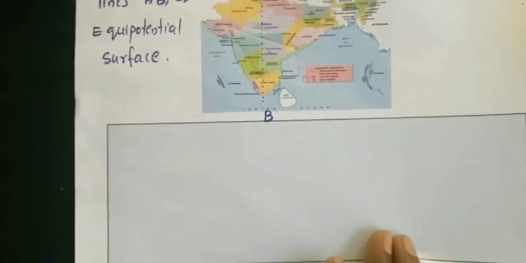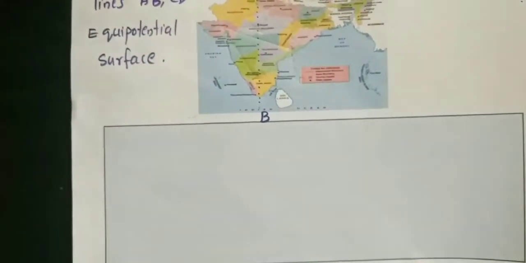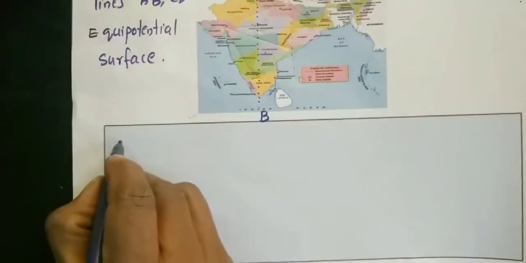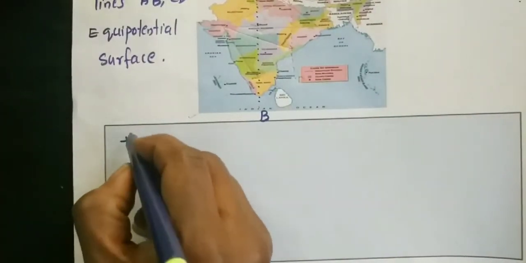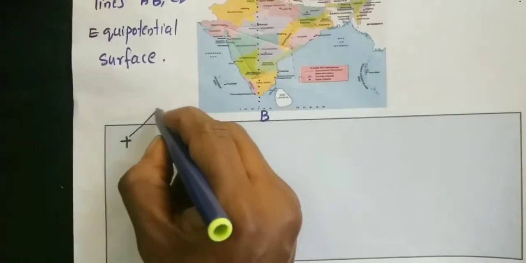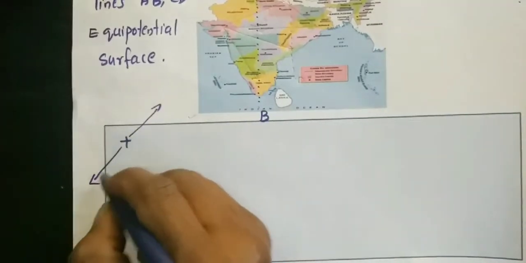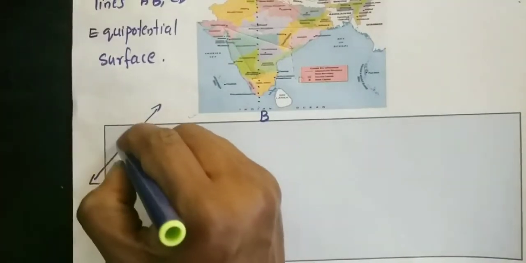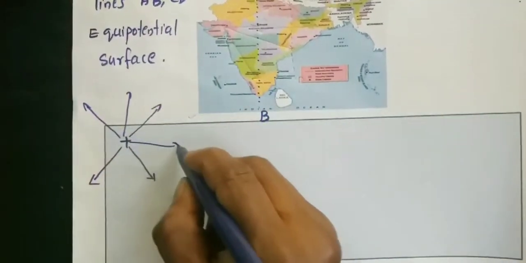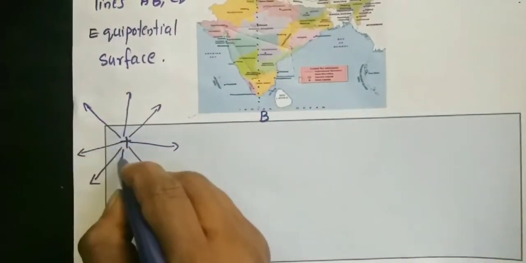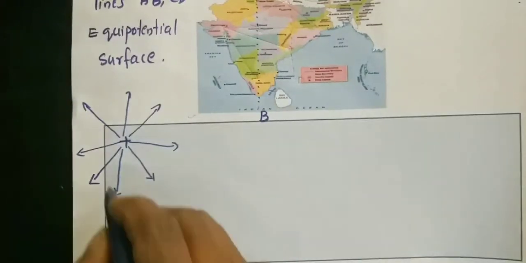So come to the real physics. As you know, what is a potential? Potential is a tendency to move a charged particle from one point to another point. So let us consider a positive charge in space. These are the electric field lines, meaning electric lines of force, I am drawing. So you can draw n number of electric field lines.